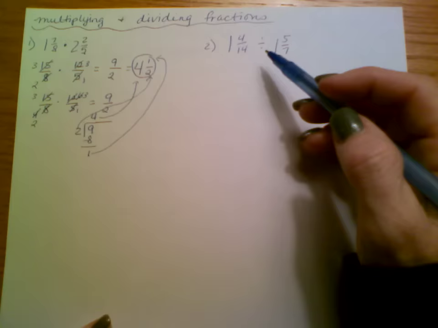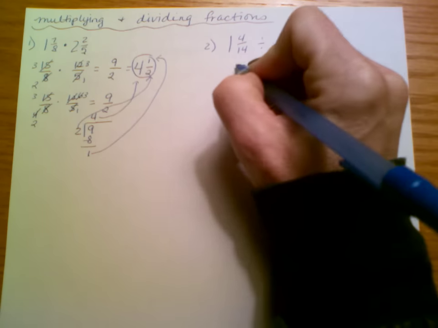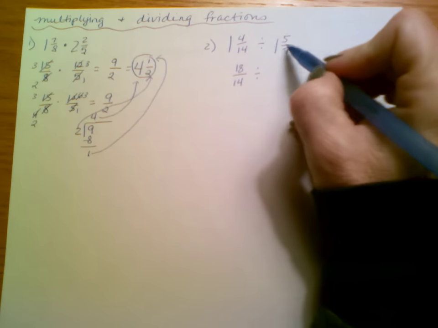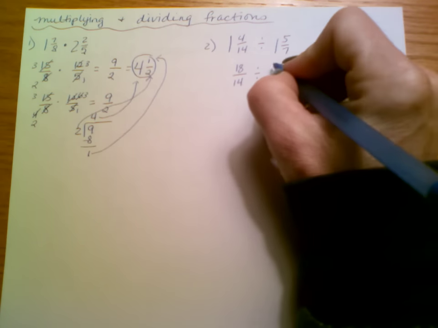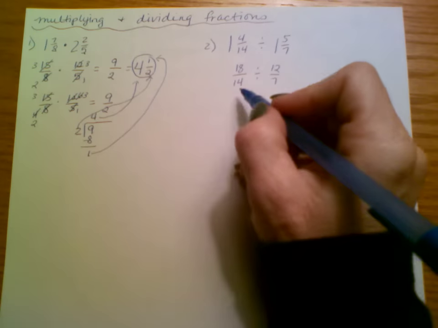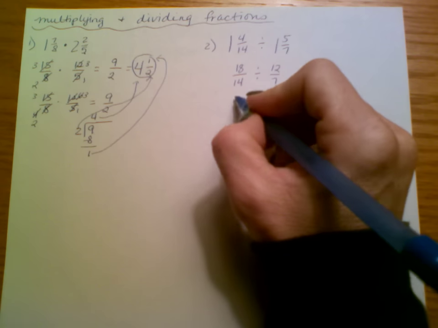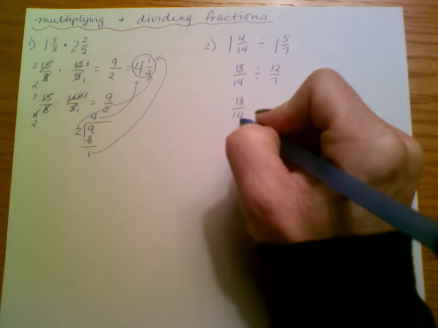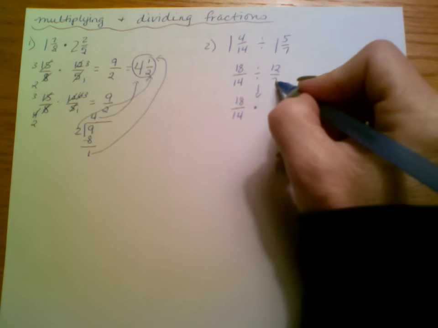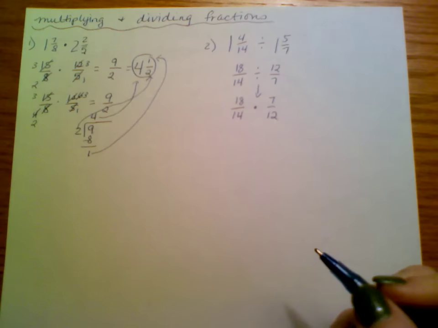Division's very similar. Starts the same way. 14 times 1 plus 4 is 18 fourteenths. 7 times 1 is 7 plus 5 is 12 sevenths. Now the one thing that's different with division is we're going to turn this into a multiplication problem. So I keep this first fraction the same. My division sign changes to times, and I use the reciprocal of the second fraction. So it turns to 7 twelfths.